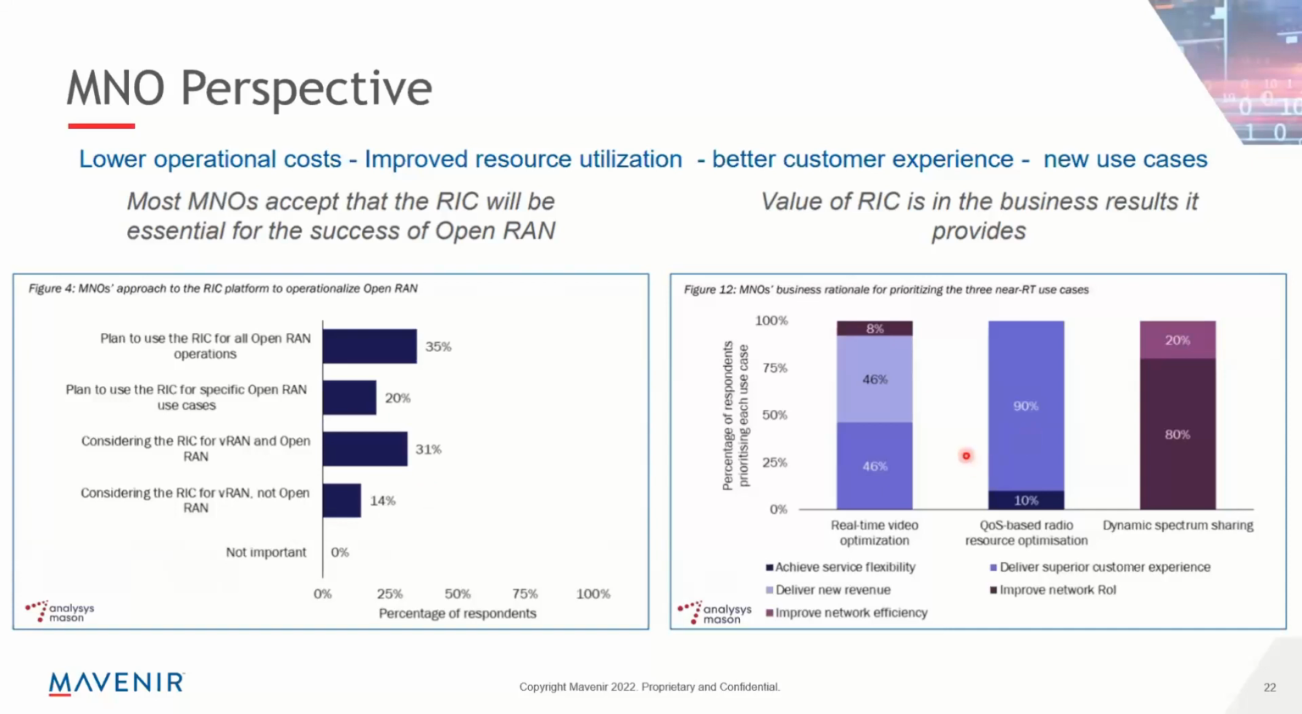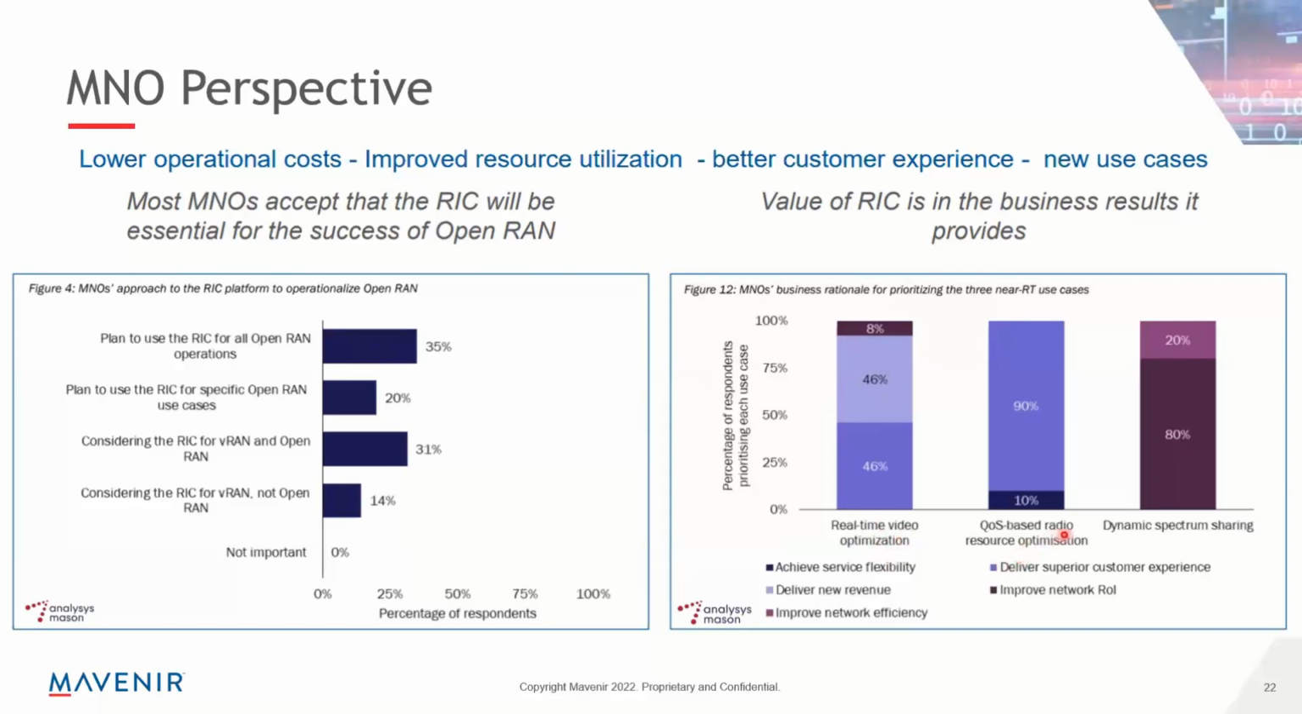This is the same when it comes to the different views on what type of use case they think would be more practical, and which I would say they would initially deploy. You can see that in these three different categories, for real-time video optimization, 46% think that RIC would be a good solution.